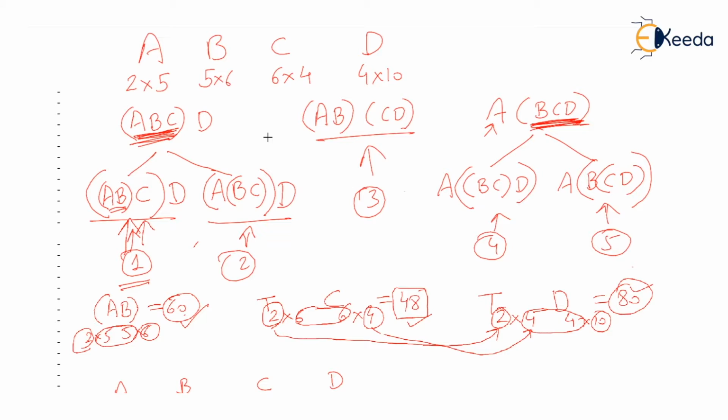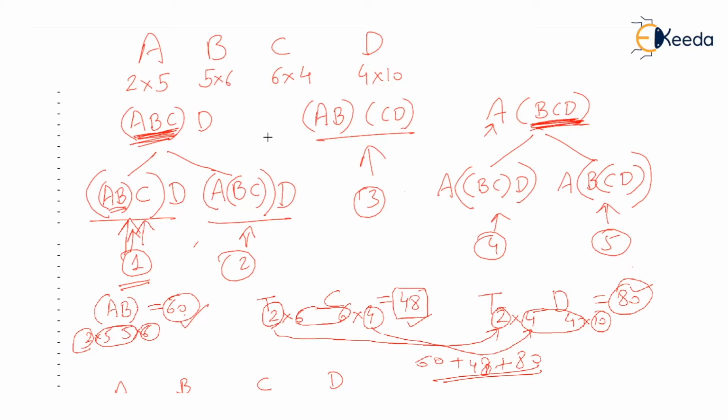I hope you are understanding. It is 60 plus 48 plus 80, isn't it? So whatever this number is, 60 plus 48 plus 80 multiplications, these are the number of multiplications needed if you use the first combination. But are you sure that this is the minimum number of multiplications? Who knows? The second combination might give a lesser number of multiplications than this, isn't it? This is what we are supposed to find out.